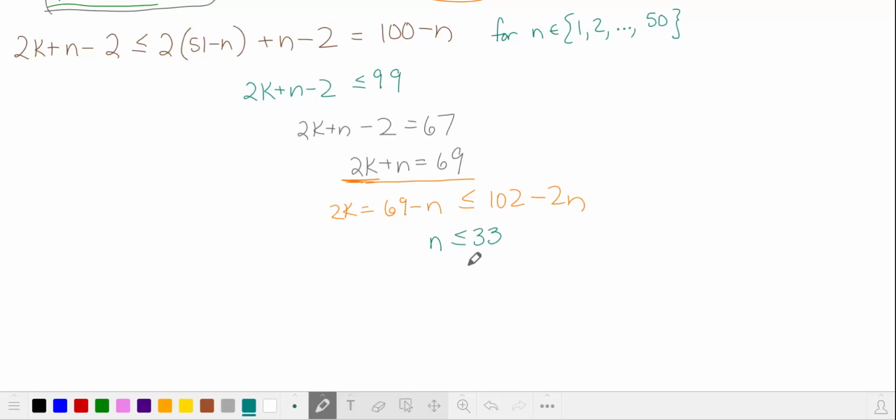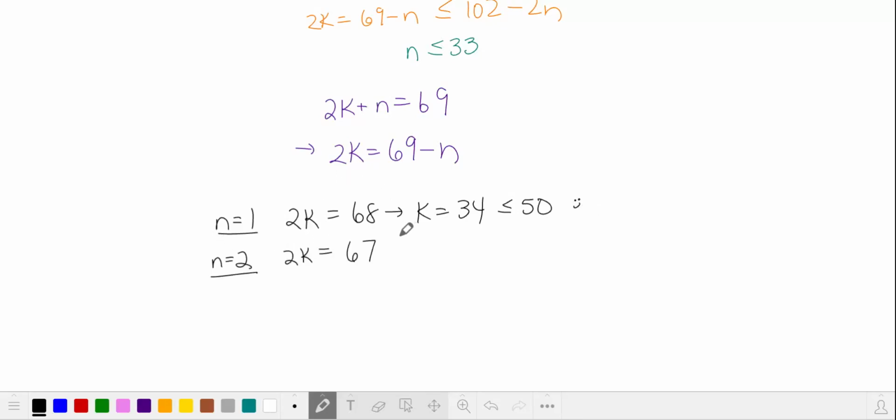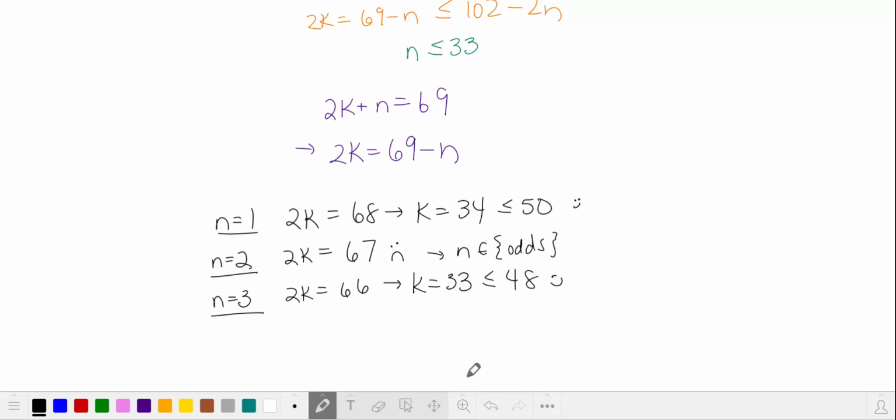So we're looking for multiples of 67 in rows 1 through 33. For example, in the first row, we get 2k is 68 and k is 34. There are 50 numbers in row 1, so we have an entry that is a multiple of 67 in row 1. In row 2, 2k is 67, and k needs to be an integer, so this isn't valid. And from here on out, we're only going to check n that's an odd number. When n is equal to 3, we get another solution. There are 48 elements in the third row, so we found another one.